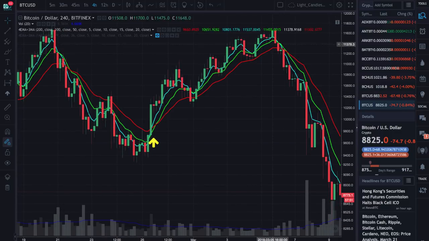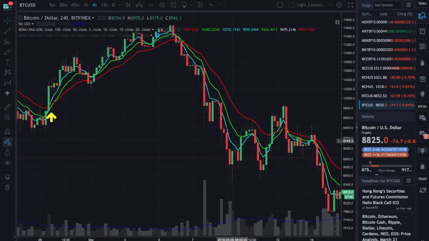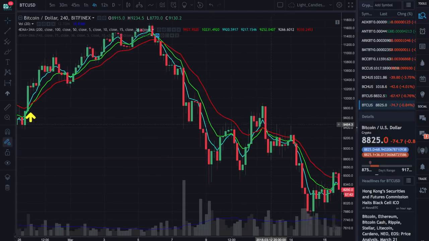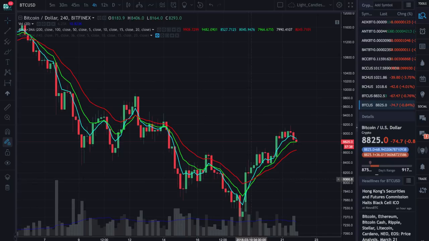And so you would have been able to capitalize on this leg up, and would have kept you out of this entire leg down, but then it got you in back here for a few hours, and then it got you right back out, and it didn't get you right back in until here a few days ago. And so it's not a bad system, and it's been used for a long time by different traders.